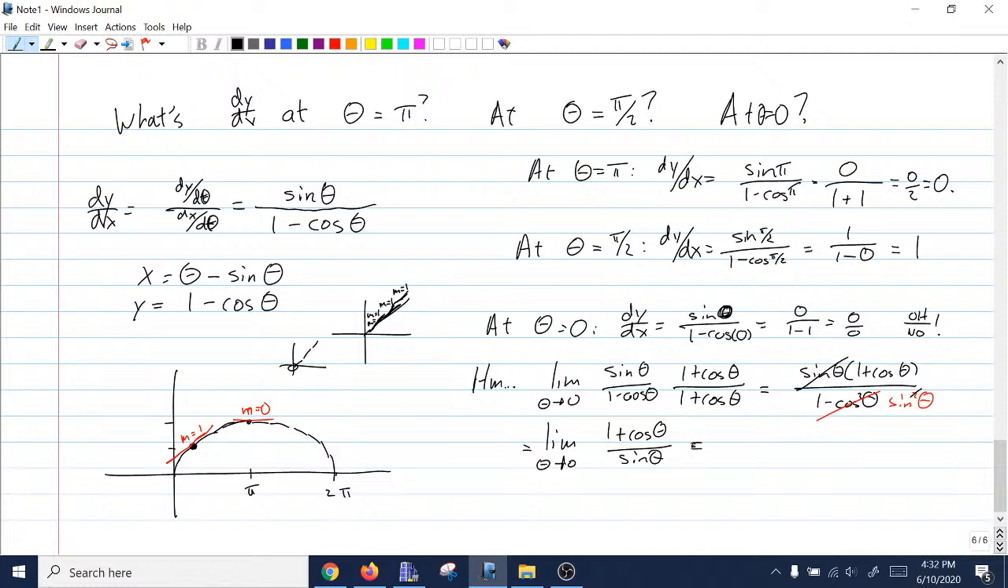And this is no longer indeterminate. 1 plus cosine 0 is 2 on top, sine 0 is 0 on bottom. Instead of 0 over 0, we've revealed it to be actually 2 over 0. It's more 0 on bottom than it is on top. Like we canceled one of the zeros on top, and we were left with something that was even more 0 after the canceling on bottom. This limit is plus infinity, or plus or minus infinity, depending on what's going on. We learned the fact that there's a vertical tangent at 0.